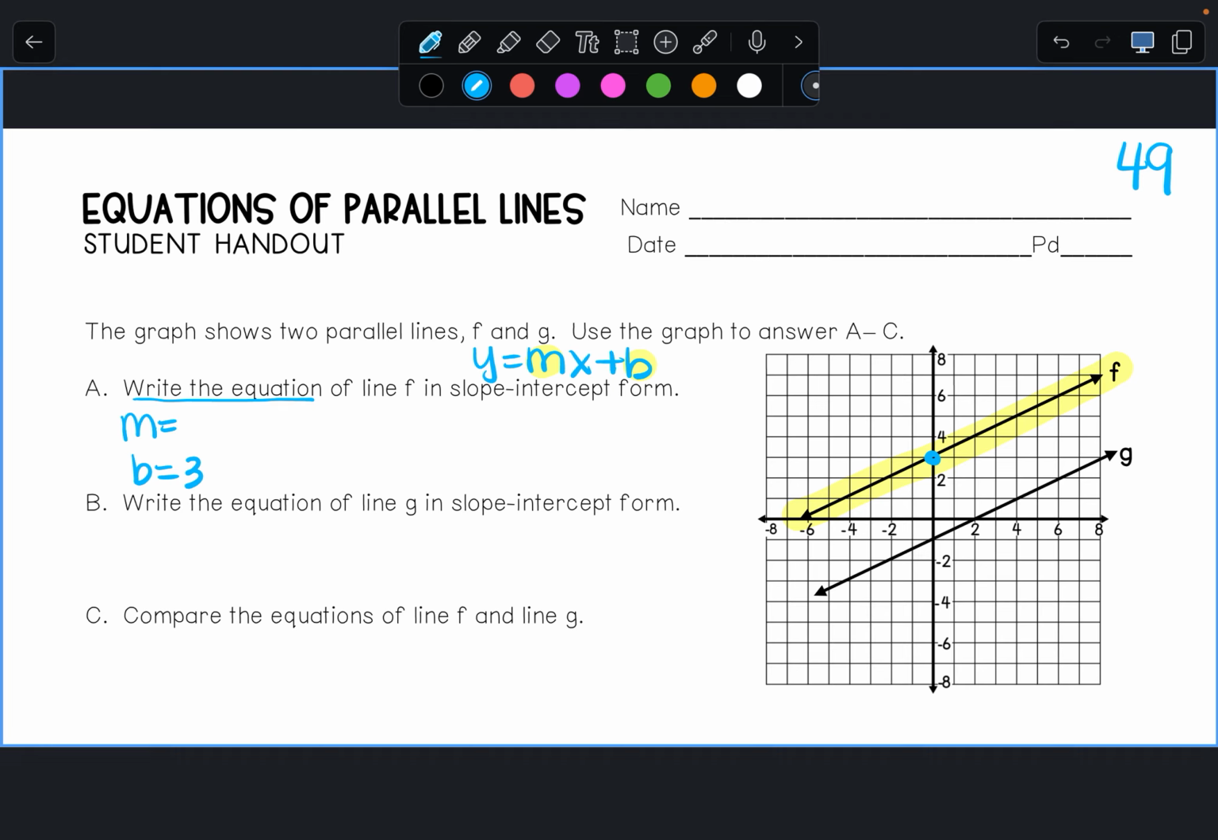Okay? And give me another point that we can use so we can find the slope. 4, 5 works. Let me make a better point. All right, so we find the slope using rise over run. What's our rise? 2. And the run? 4. And 2 over 4 simplifies to give us 1/2. So the equation of this line is y is equal to 1/2 x plus 3.